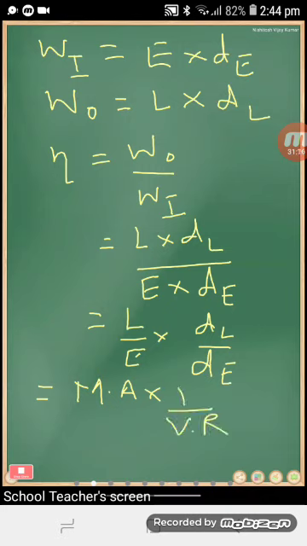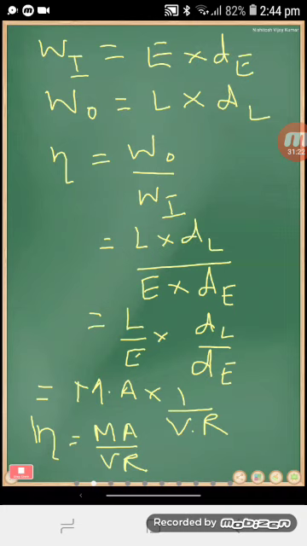Okay. So now we can write down efficiency is equal to MA upon VR. Very simple relation derivation we have. If the work input and work output is clear, then this is very simple. You should learn this derivation. Most of the derivations are not there in your syllabus, but this derivation is there. So please go through it, quite often it is being asked. Okay, so you can go through this.